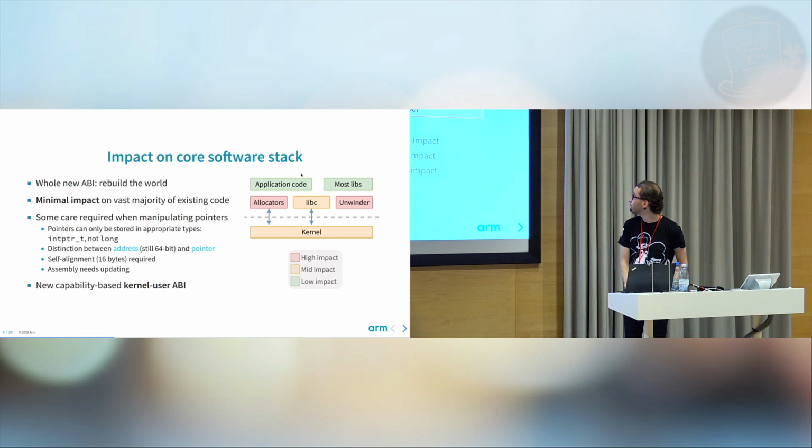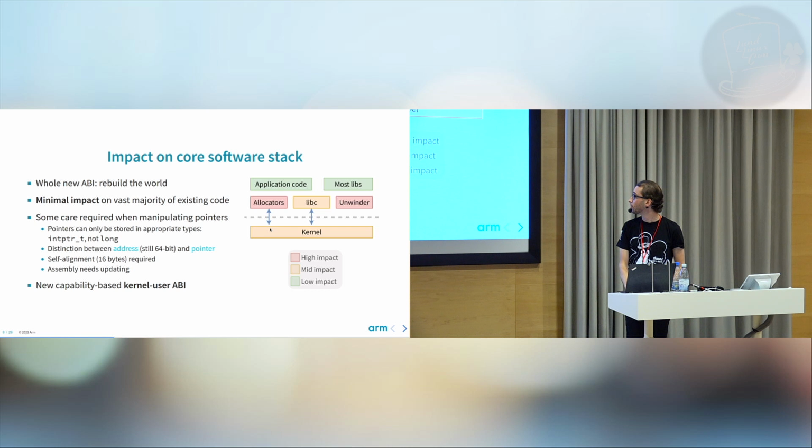So I have this diagram on the right, showing that most code is not really impacted. The system code is more impacted. So libc is obviously going to have to support this new ABI and some changes, especially allocators, unwinder, things that do weird things with pointers, and especially allocate memory, are going to have to be changed potentially significantly. But that's not that much code, hopefully. And finally, there's the kernel, which we're going to come to just now.